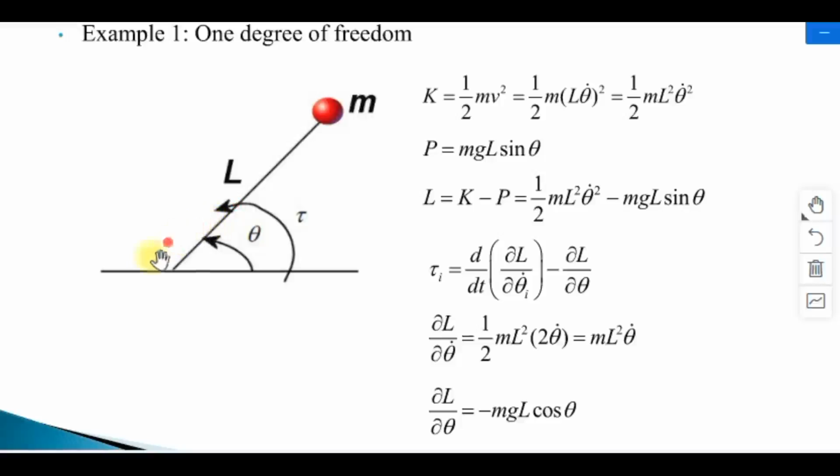Now consider the potential energy. So potential energy, M is here. So this force equals m g l sin theta. M g l sin theta: the height, mass, and g l sin theta.